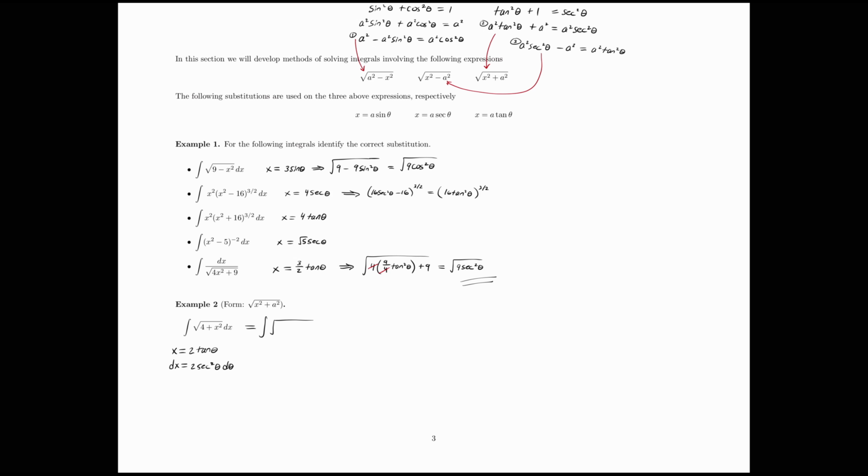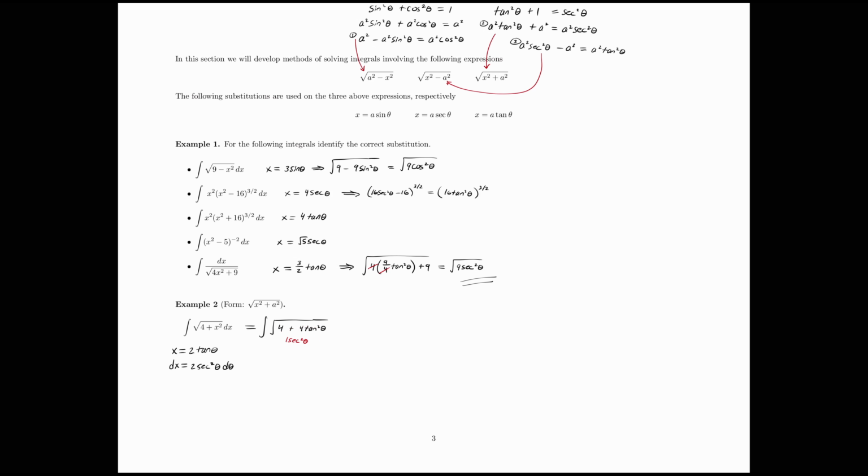So for me, I usually would do this. I'd make this 4 plus 4 tan squared theta. And then a lot of times I'll do something like this, and I'll show that that's a 4 secant squared theta. And then in the next line, I'll take the square root. Okay, so that's the inside. Or you can even do this. Maybe this is even better.